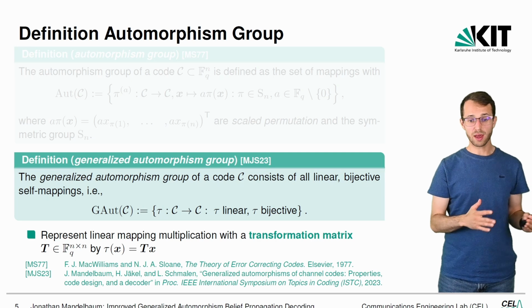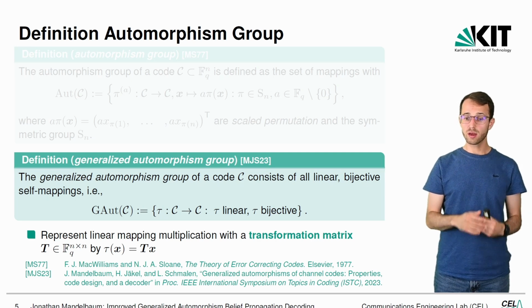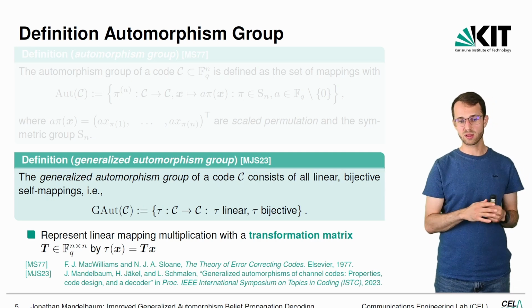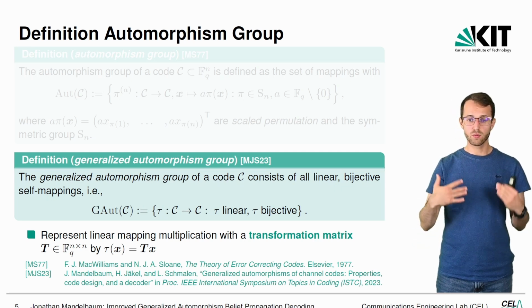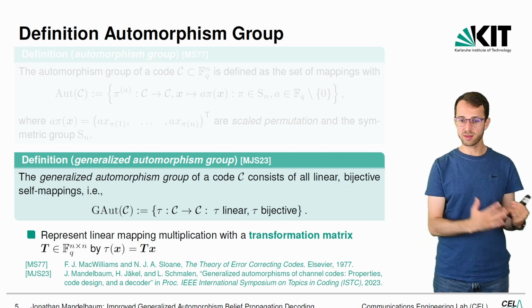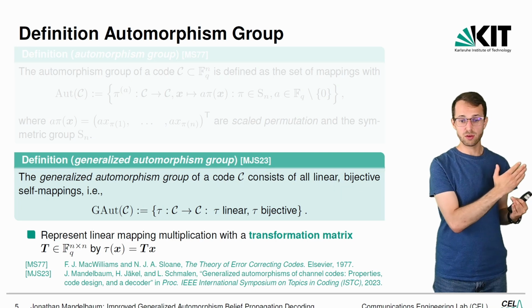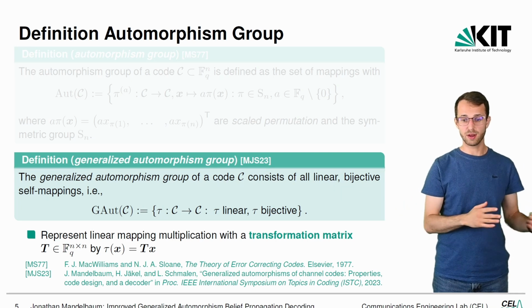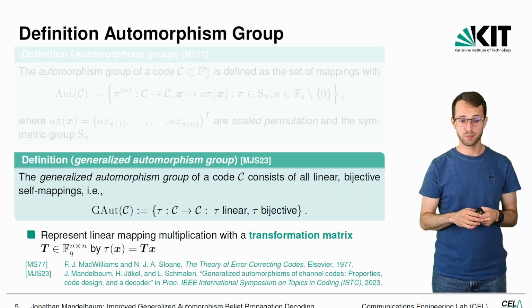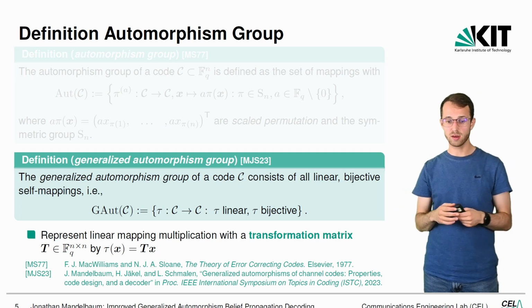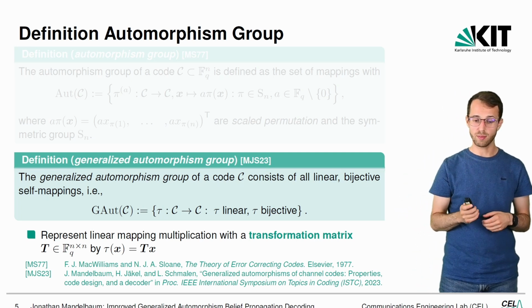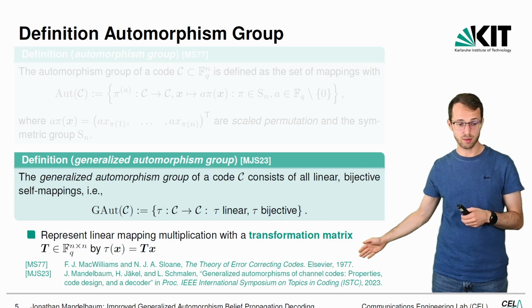Hereby, the generalized automorphism group of a code consists of all linear bijective self-mappings. Therefore, we drop the necessity that we have to use scaled permutations, but we can use arbitrary linear bijective self-mappings. It is known that a linear mapping can be represented by multiplication with a transformation matrix T as depicted.